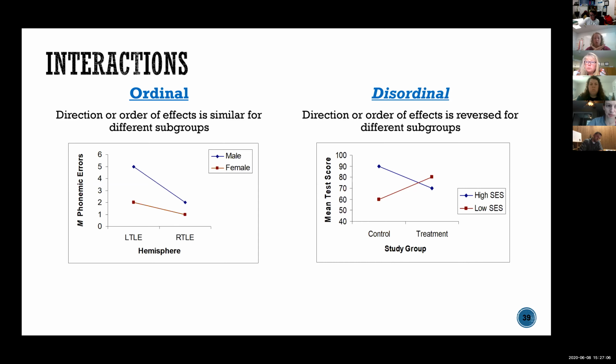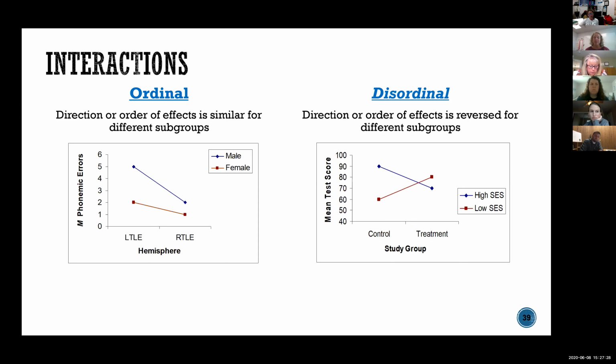So when you have a disordinal picture like this, and I am a proponent of plotting your data, especially because R makes it easy, plot your data. If it's crossing, that's a time when you totally want to interpret the interaction and ignore the main effects.